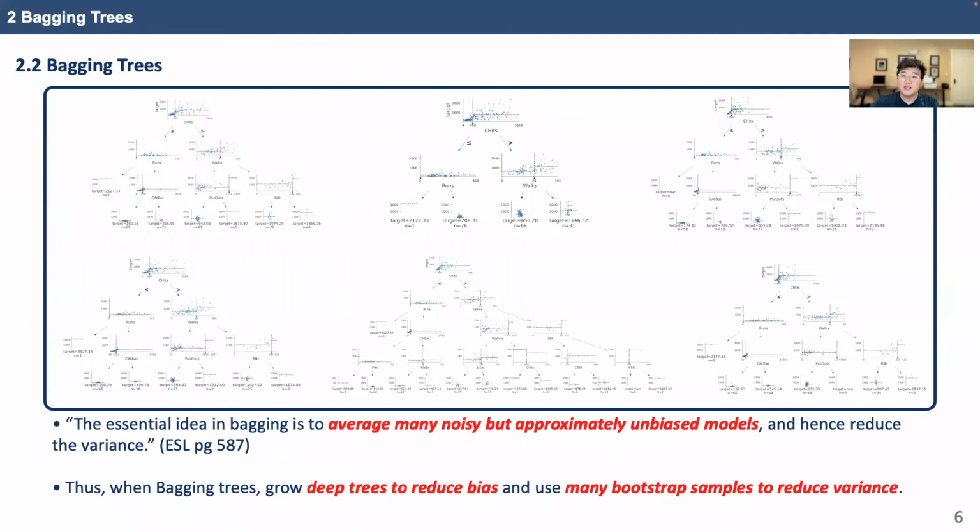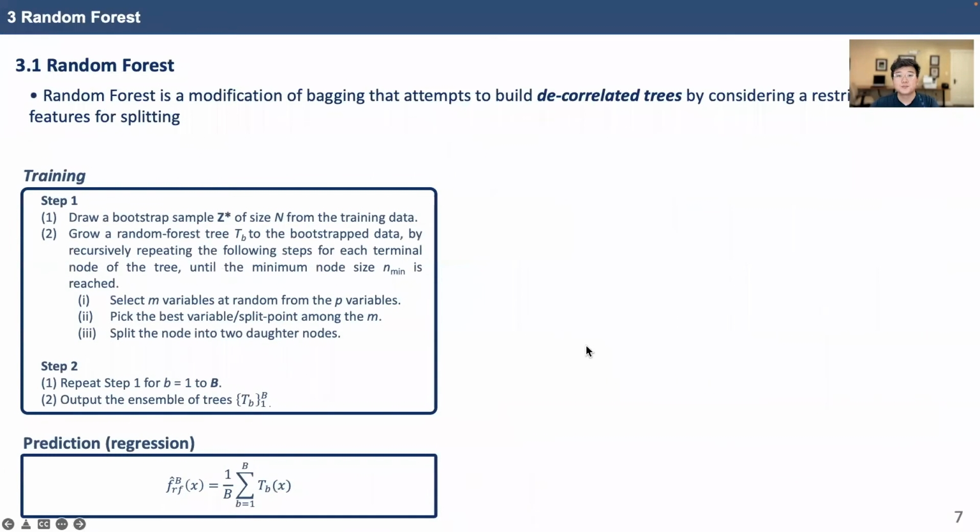So the essential idea in bagging is to average many noisy but approximately unbiased models and hence reduce the variance. Thus, when bagging trees, grow deep trees to reduce bias and use many bootstrap samples to reduce variance. This is the key point. To make a long story short, random forest is a modification of bagging that attempts to build decorrelated trees by considering a restricted set of features for splitting.